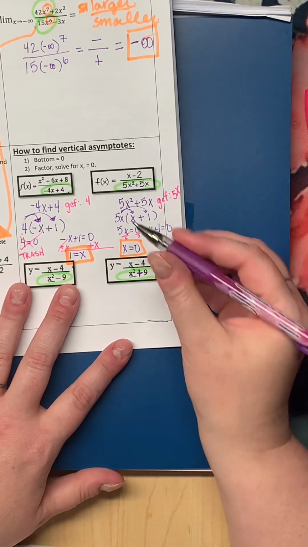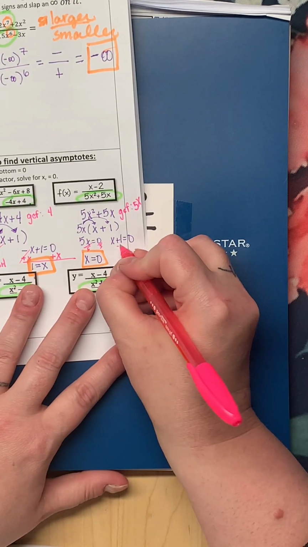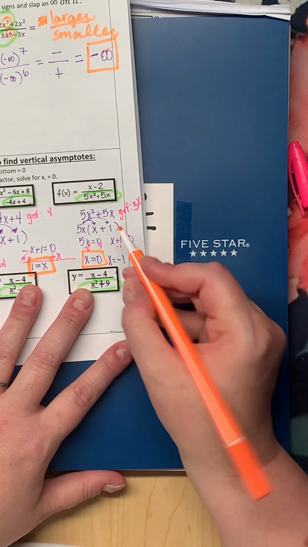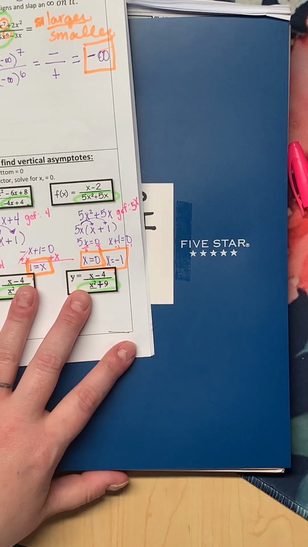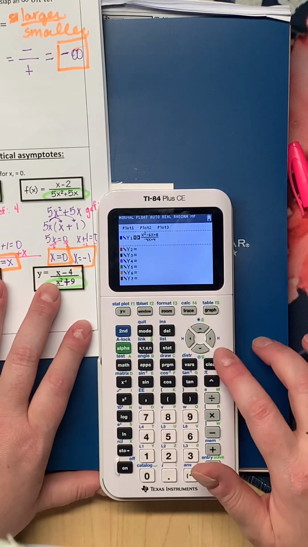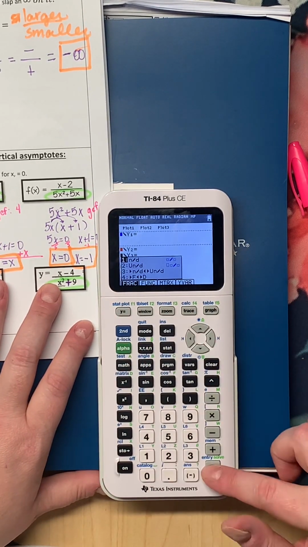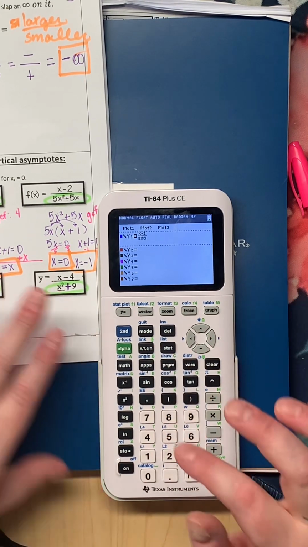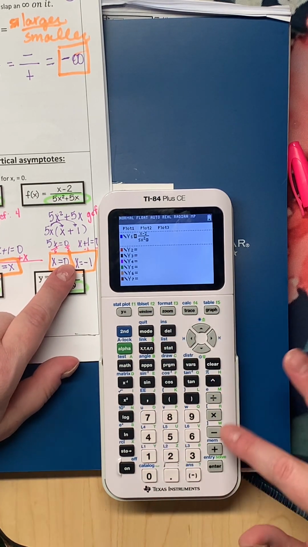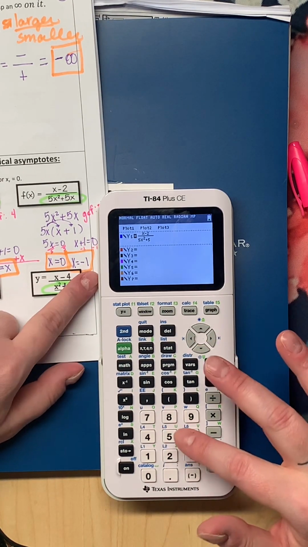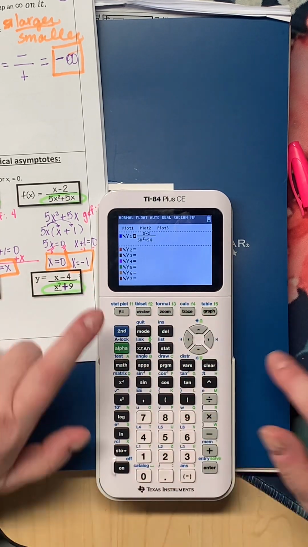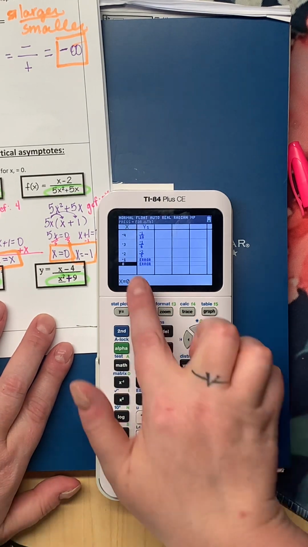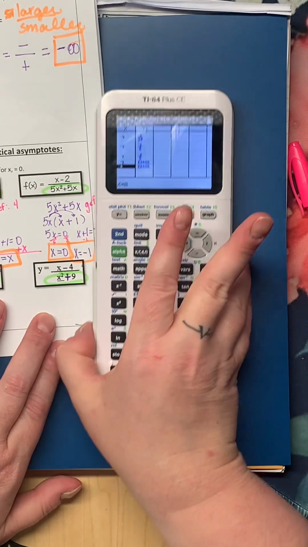Then we should have another one at, let's see, when I subtract 1, I get x equals negative 1. So I should have 2 vertical asymptotes. So if I were to graph this, I should end up having 2 errors in my table. 1 error at 0 and 1 error at negative 1. Let's see. So I'm going to press second graph, and I should have an error at 0 and negative 1. And I do.